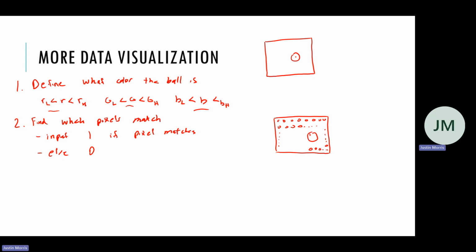And then here where the ball is, we have a bunch of 1s. Okay. So now we have this cluster of 1s that indicates where in the image the ball is. But we need to find the center of the ball. So what can we do with this array to get the center?